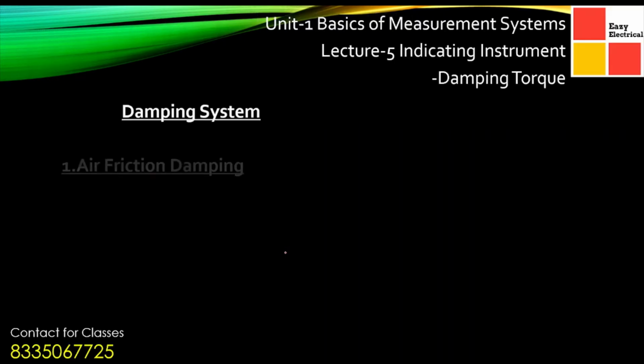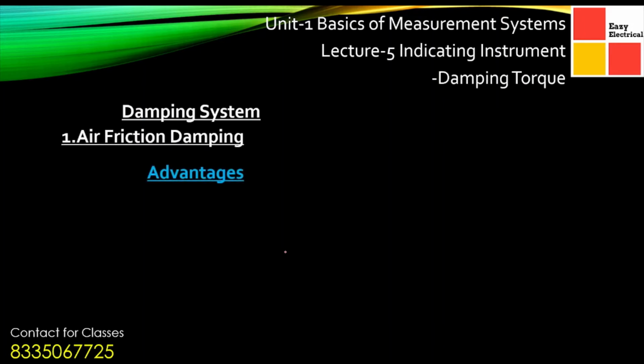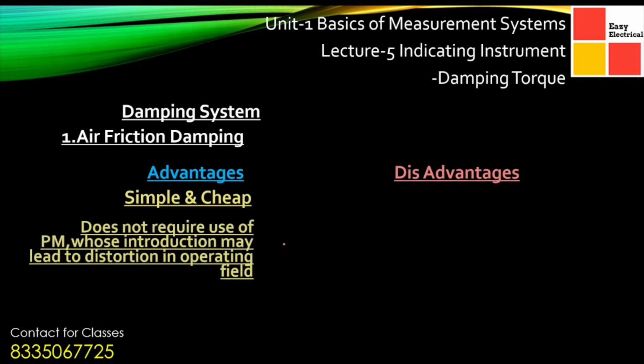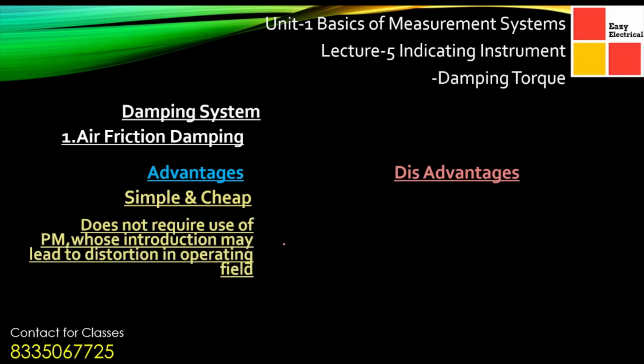Now coming to the next topic, that is air friction damping. What are the advantages? First of all, air friction damping is cheap, so the cost of the system will be very much less. Now coming to the next property, it does not require any permanent magnet, whose introduction may lead to the distortion of the operating field.